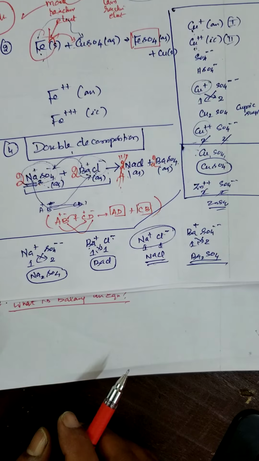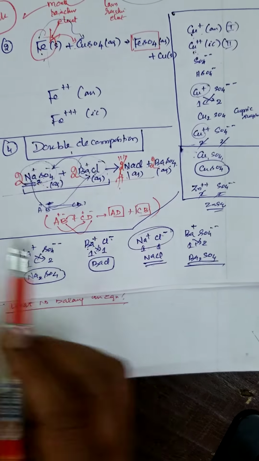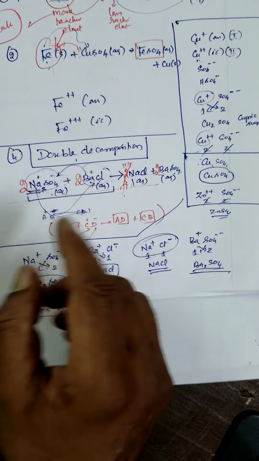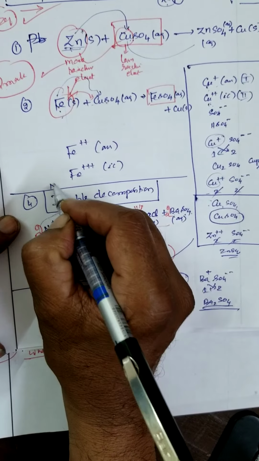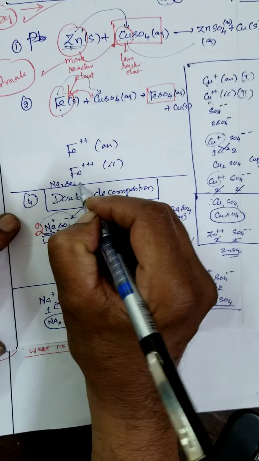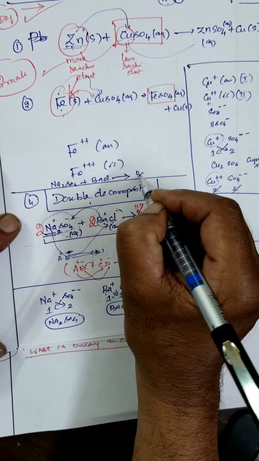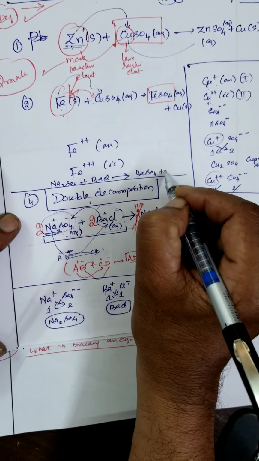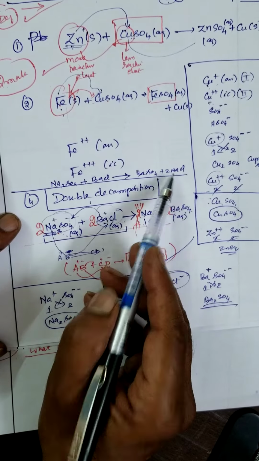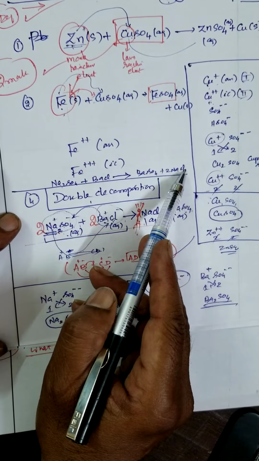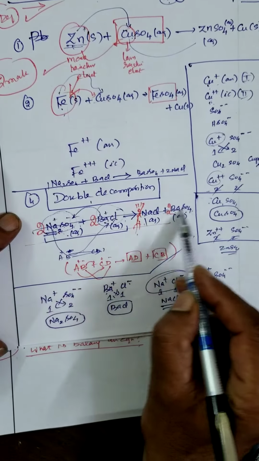Therefore, we will do this separately again in the next class. But some students, they mug it up: sodium sulfate plus barium chloride gives barium sulfate plus 2 sodium chloride. But we will balance it again. 2 sodium, 2 sodium, 1 chlorine, 1 chlorine. Everything is balanced already. Simply I got confused here.